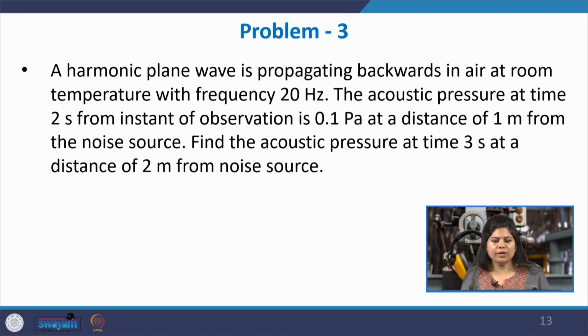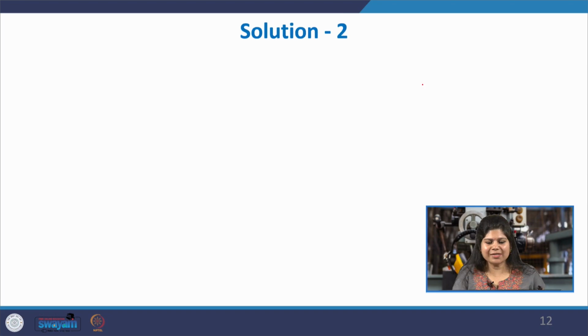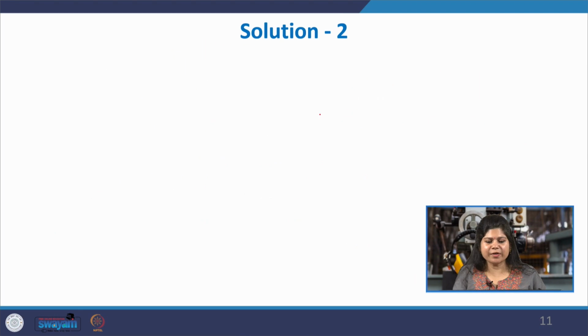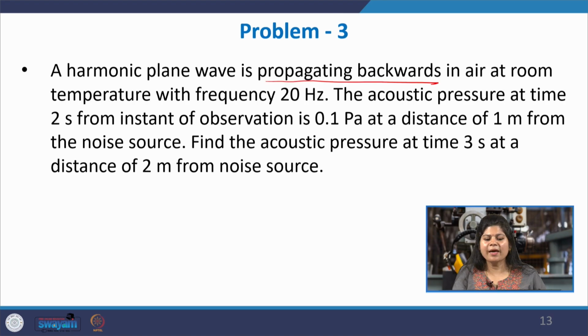All right. So, now the third problem, which is probably the last problem of this lecture. Here it is given to us that a harmonic plane wave is propagating backwards. So, once again, just like in the previous case where we had the negative z axis, here also it is propagating backwards. So, we will take the plus sign for the solution, in air at room temperature. So, we can take c as 345 and the frequency is 20 hertz.